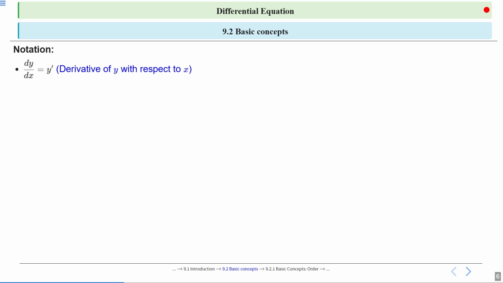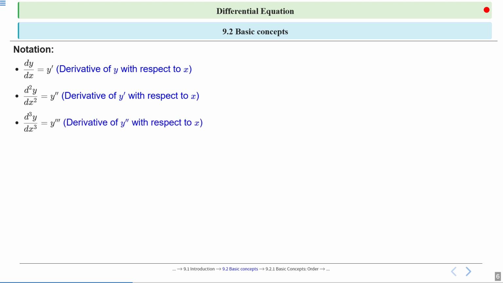So, notation of some terms. dy by dx can be written as y dash, the derivative of y with respect to x. That's how we represent differentiation of y with respect to x, dy by dx. When we differentiate y dash with respect to x, we get d2y by dx2. We just differentiate dy by dx again with respect to x. So we get d2y by dx2, that is y double dash.